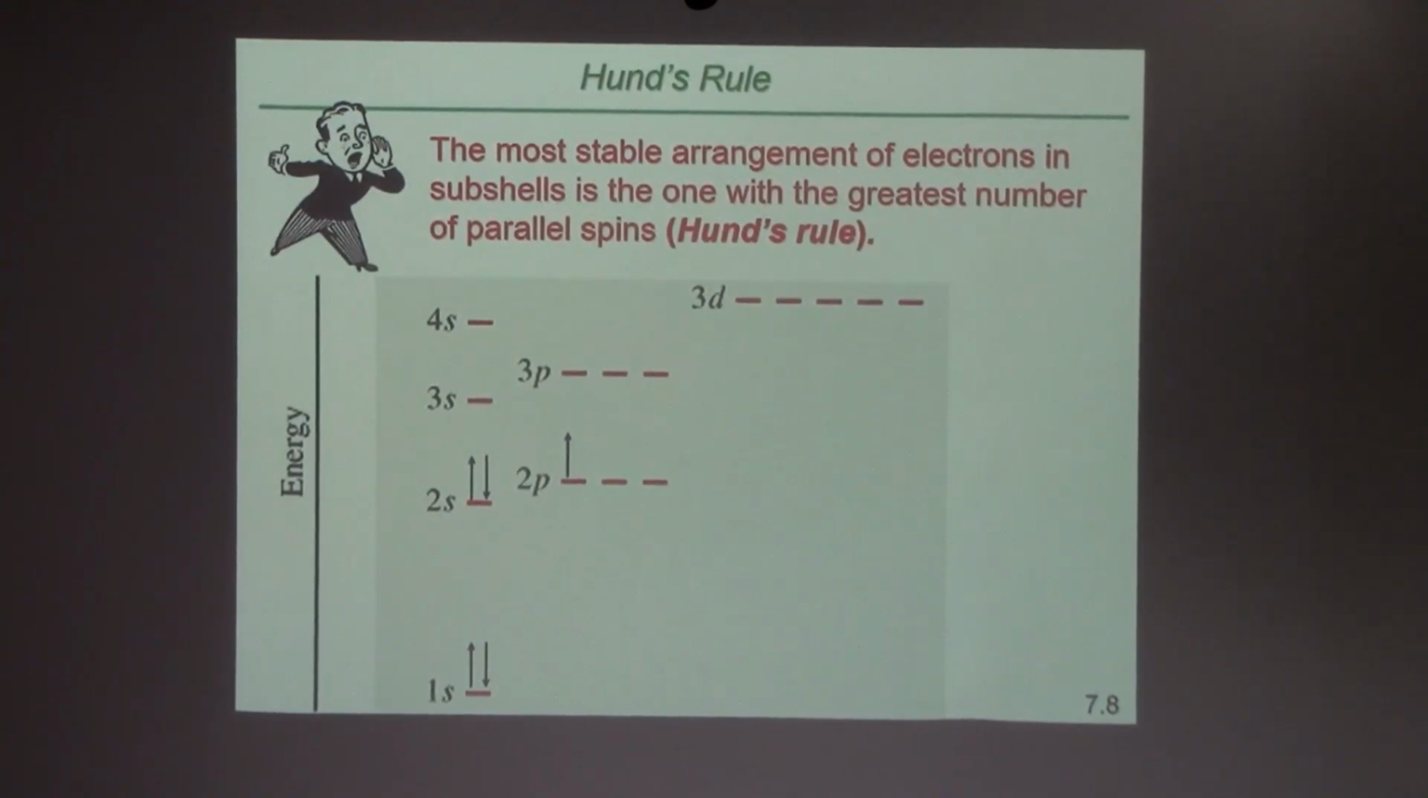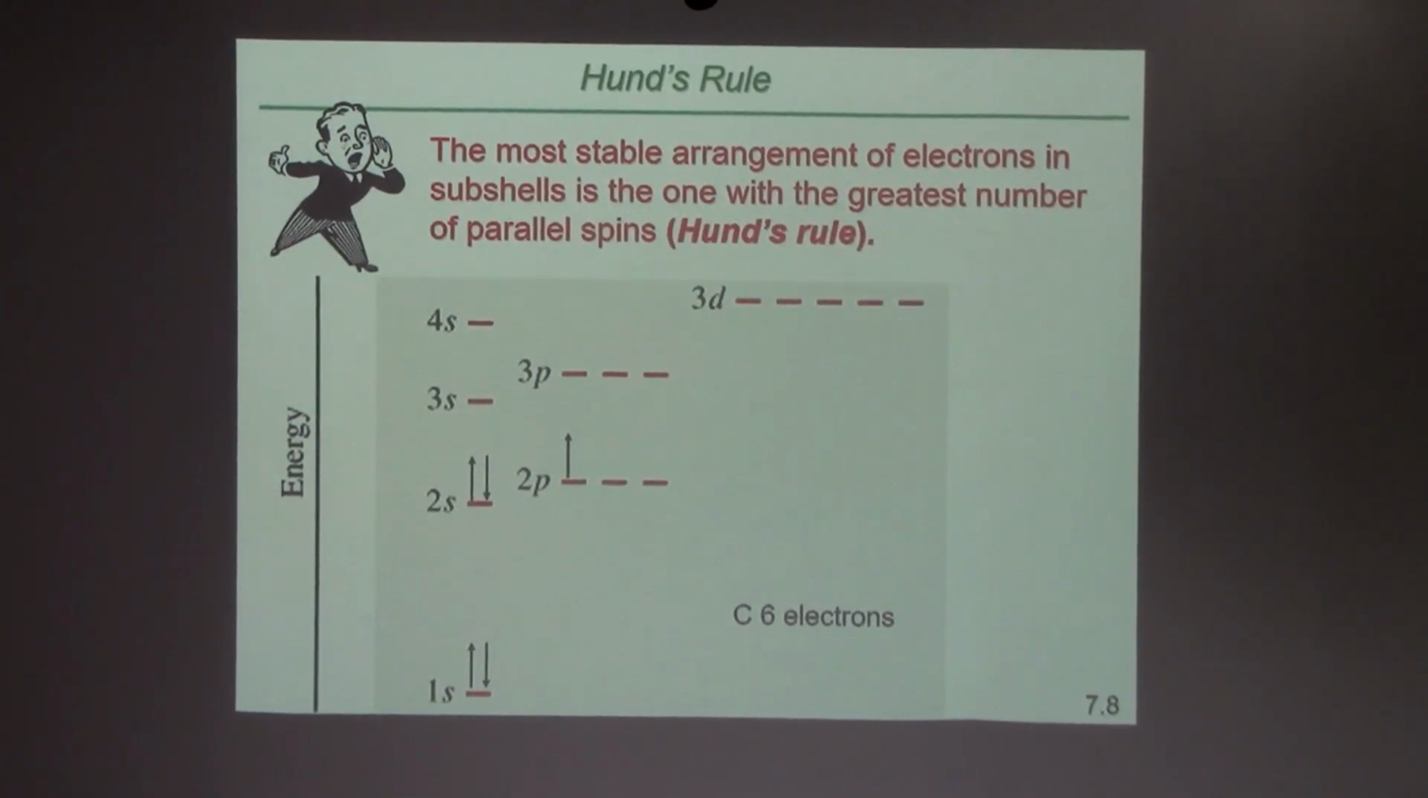Now let's state Hund's rule. This is another rule you have to know. What does it state? The most stable arrangement of electrons in subshells is the one with the greatest number of parallel spins. So, let's say you have carbon. Carbon has 6 electrons, and you are trying to figure out its electron configuration.